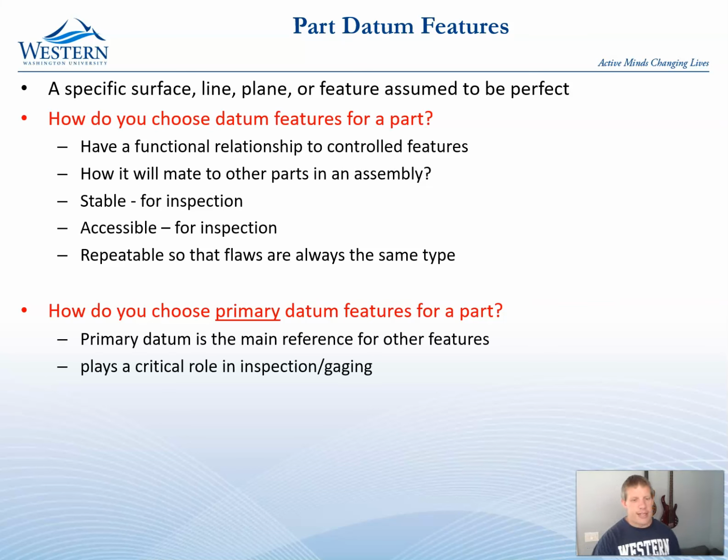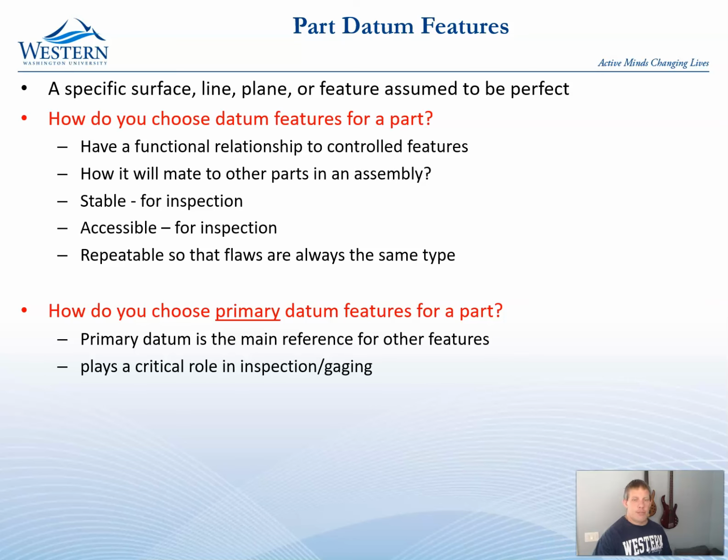The primary datum is the main reference for all of the features. It is the most important for inspection and gauging. Often it is the biggest surface, or maybe it is the most important feature, and so you would use that. Sometimes a bore will be the most important feature for an entire part.